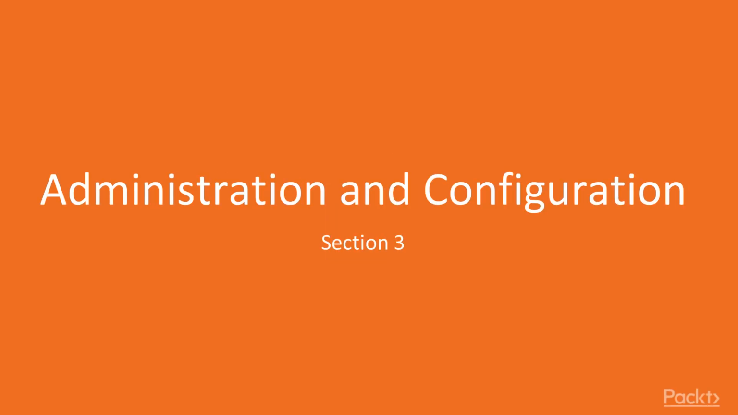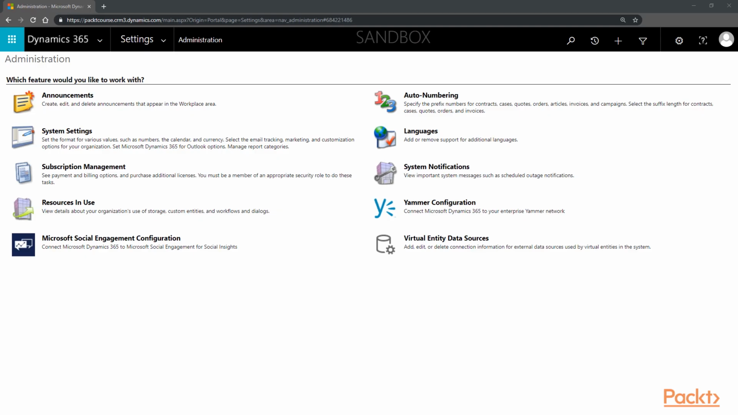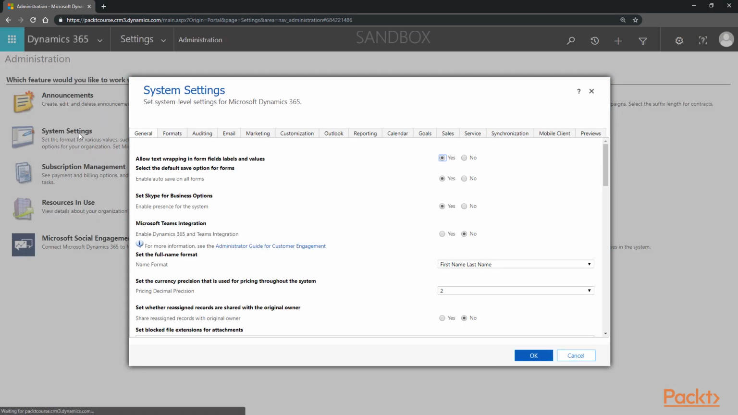Welcome back. This is the third section in our course, and we're focusing on administration and configuration. Once you have your first instance created, there's a set of initial configurations you need to make. Let's start with those. Let's start by going to our existing instance. Navigate to Settings, Administration. Let's start here with the System Settings. You get a pop-up screen with several tabs for configuration.